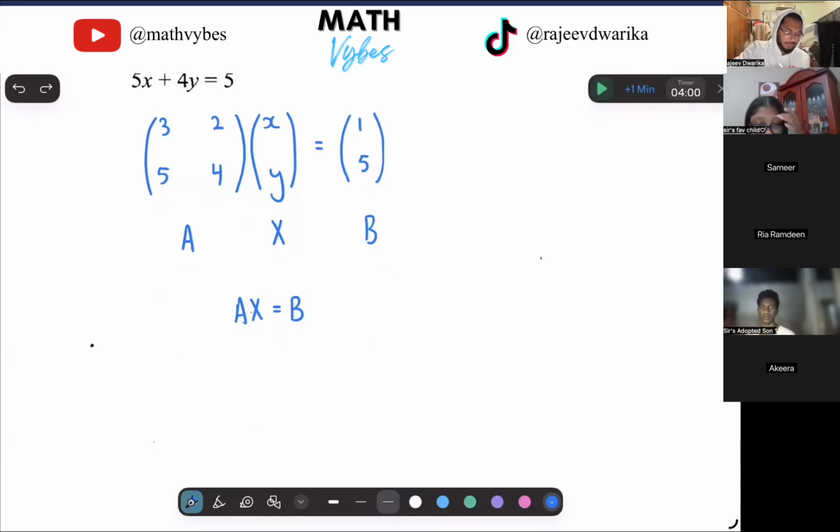So if I want to find X, I need to get rid of A. What in the world of matrices is the opposite of a matrix? What's the opposite of f of x? So inverse? Yeah, it's the inverse. Right? So we would multiply both sides by A inverse.